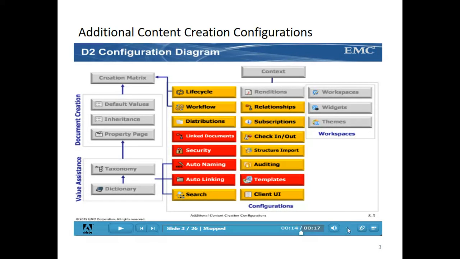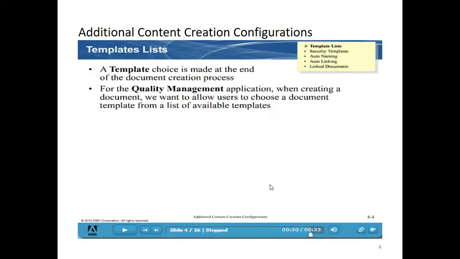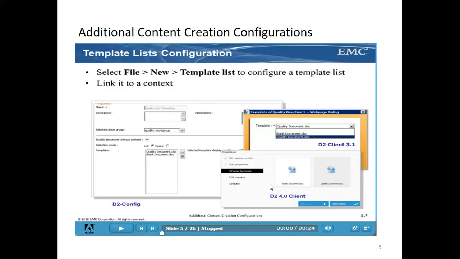So in D2, the important concepts we are going to cover here are linked document, security, auto naming, auto linking, and templates. First, we are going to see template list creation. Template choice is made at the end of the document creation process. While the user is creating content, at the end you can select the template to populate the document, basically defining the format. Considering a quality management application, they allow users to choose a template based on the available list. This is how you create it: File, New, Template list.